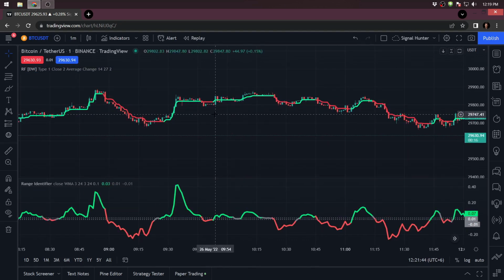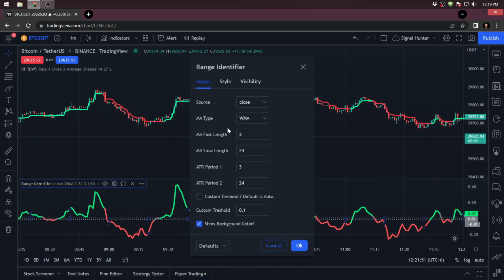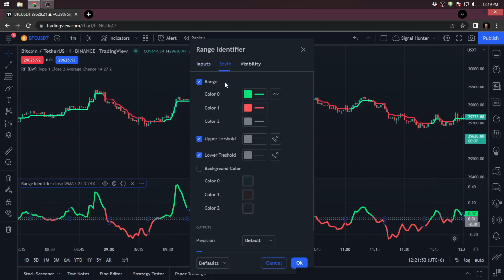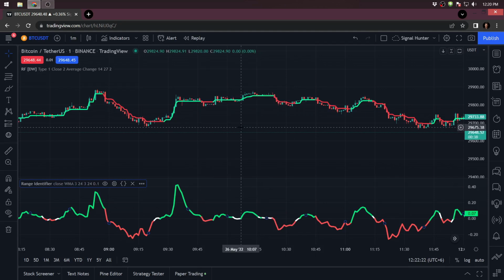So now let's go with the Range Identifier settings, and here everything will be default. Simply go to Style, and from here I want to change the color to white. Okay, and I don't need the upper threshold line or the lower threshold line, and simply click OK to save. Well done, we have successfully set up our two indicators. So now it's ready for the cash signal.